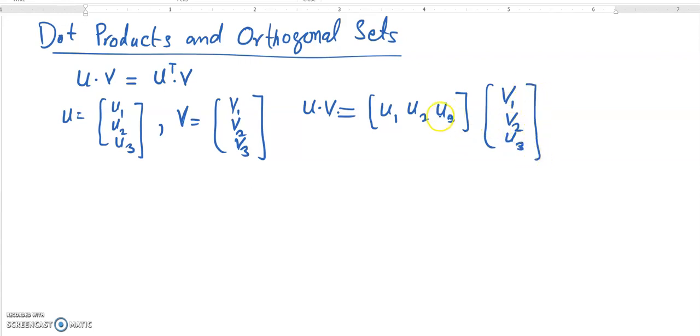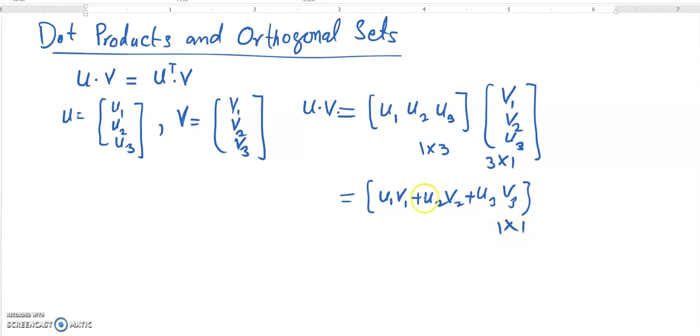So this product is defined because this is a 1 by 3 matrix and this is a 3 by 1 matrix, so the result of this product will be a 1 by 1 matrix, so it will be u1 v1 plus u2 v2 plus u3 v3. Since this is a 1 by 1, we can also treat it as a scalar. So this is the concept of the dot product of two vectors.